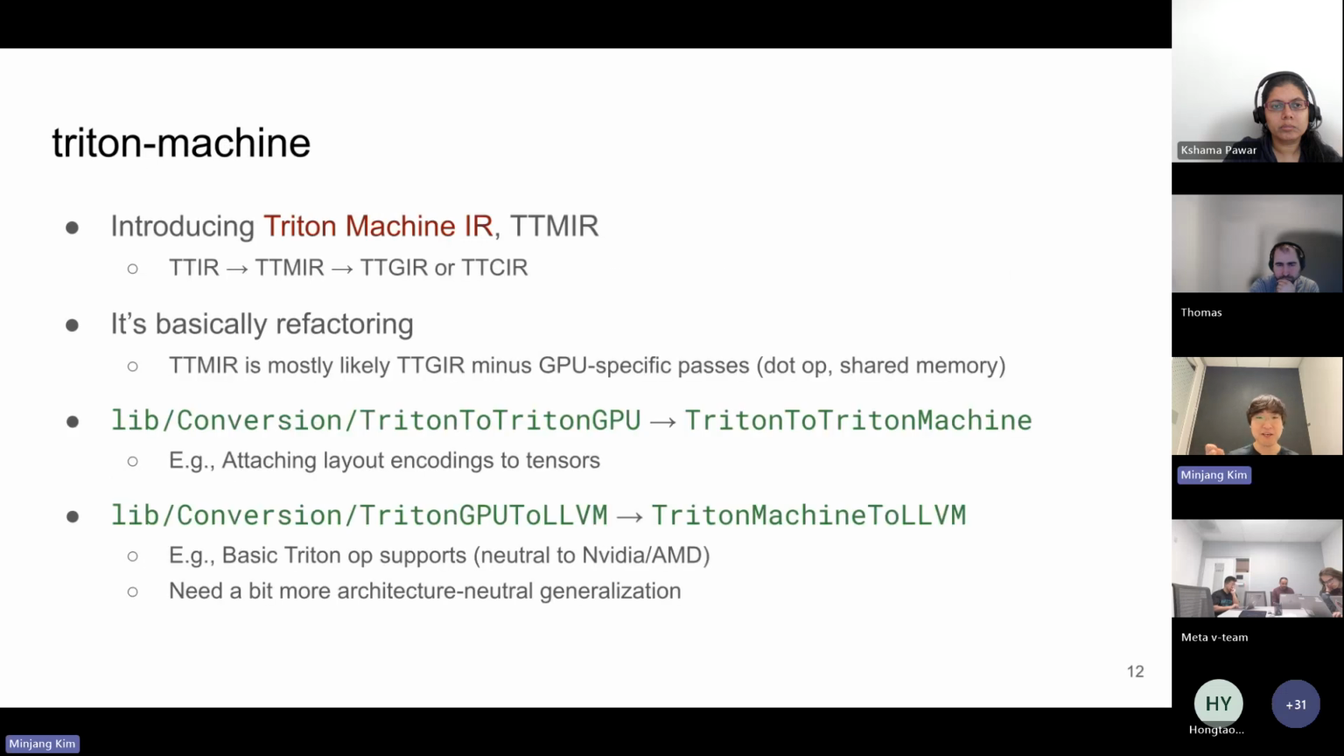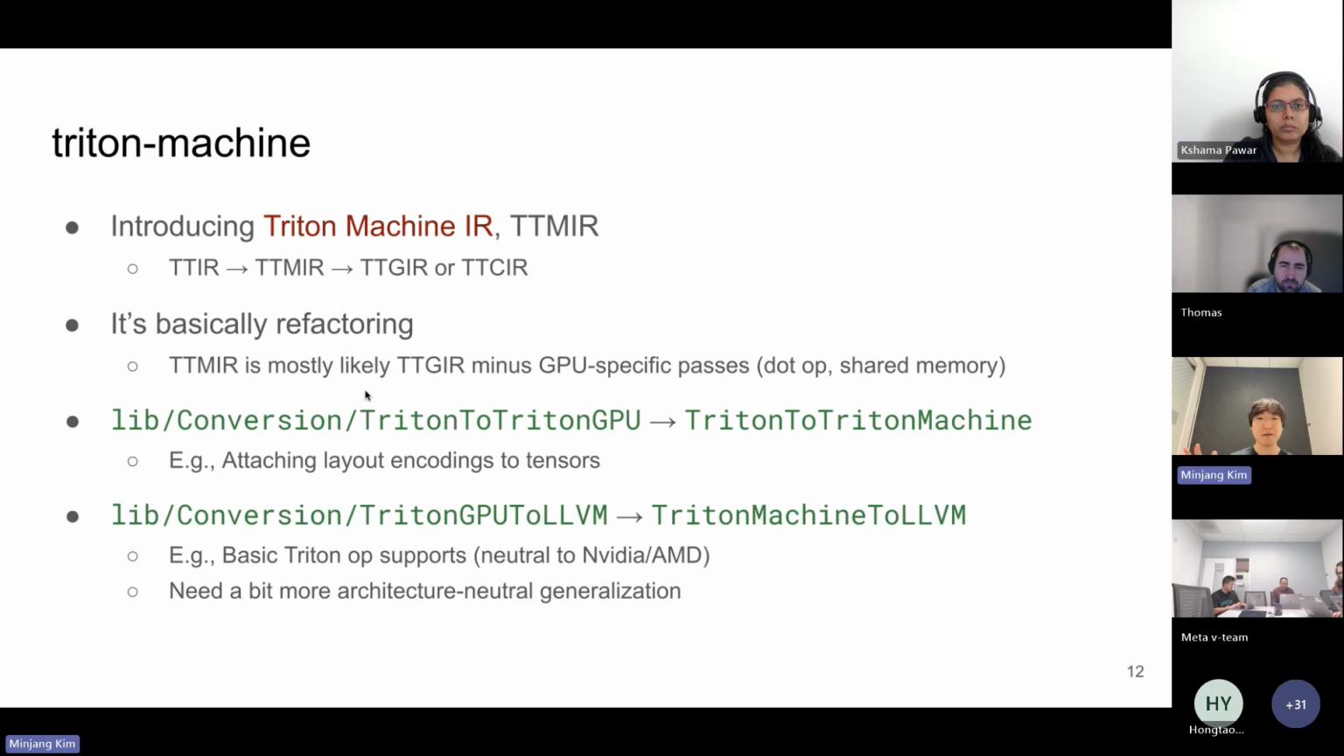So here is the summary of my idea. I might propose the Triton Machine IR. Basically, it sits between the TTIR and the TTGIR. It's really just a refactoring, and the TTMIR is mostly the same as the TTGIR.